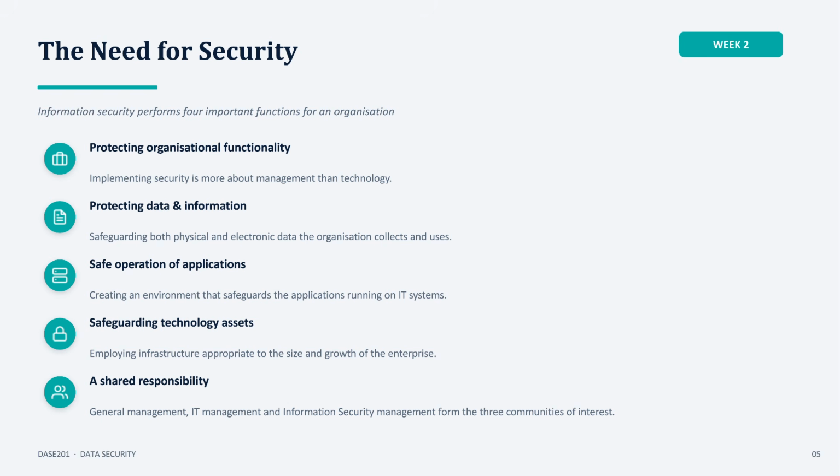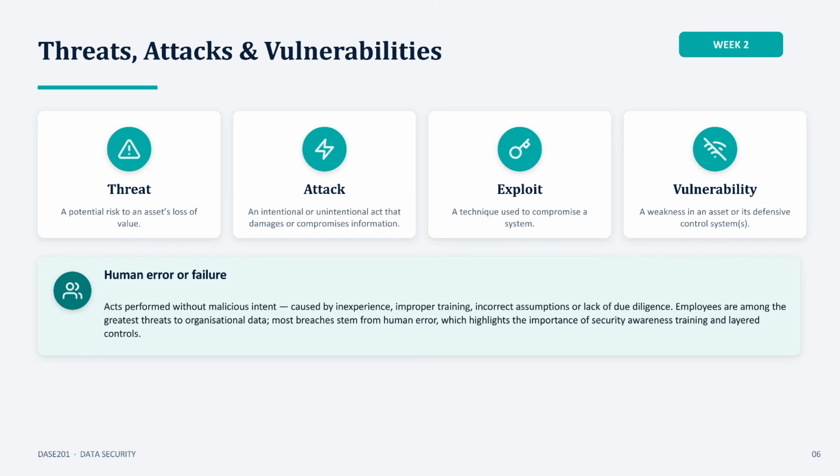For example, management needs to understand the risk and provide support. IT management needs to manage technology and systems. Information security management needs to identify security risks and help protect the organization. This showed me that security needs teamwork across an organization.